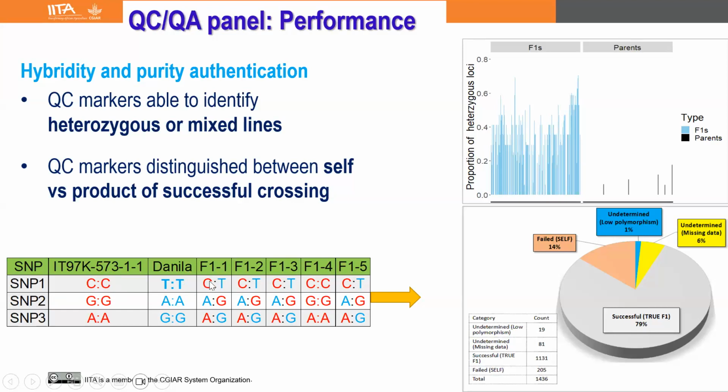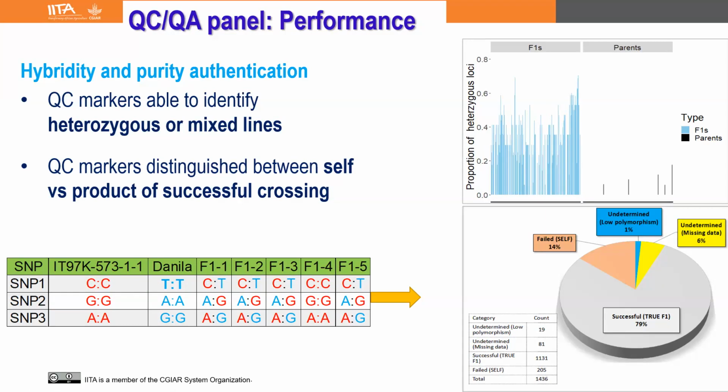If you scan through, you can find that the F1s for each of the loci are heterozygous until you get to progeny number 4, which is homozygous for this SNP locus. It's also homozygous for this SNP locus. It's also homozygous for this locus. And therefore, you can conclude that this is a self-progeny and the rest are actually true hybrids.